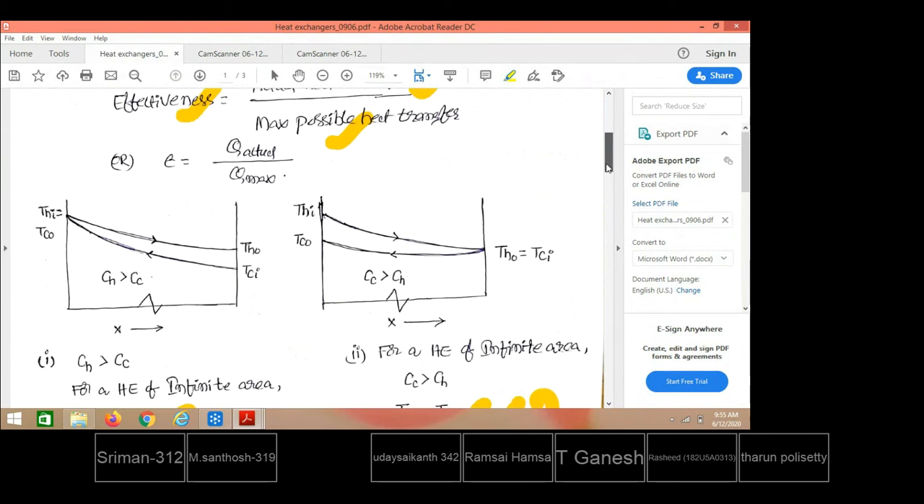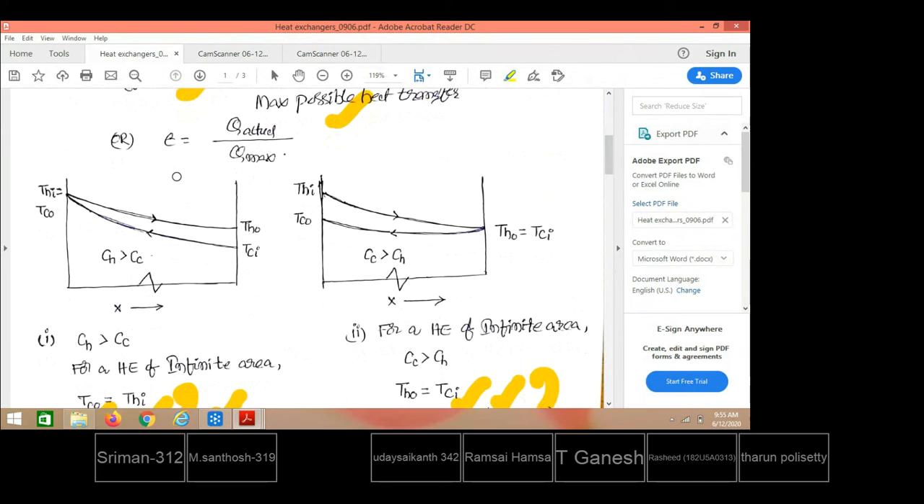Let us consider a counterflow heat exchanger of infinite area. Let us assume you have a counterflow heat exchanger of infinite area available with you. In these cases, here the hot fluid has maximum heat capacity compared to the cold fluid.